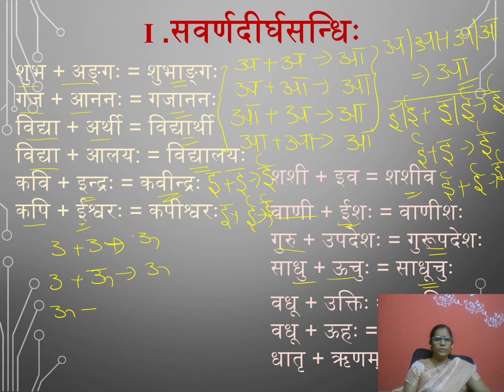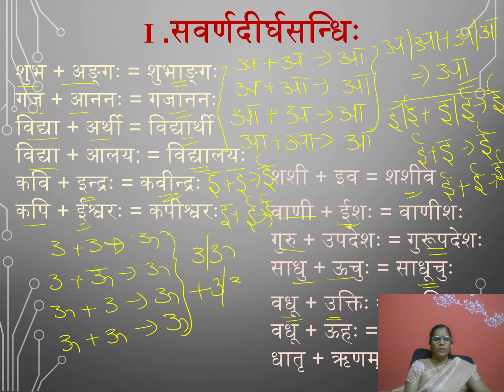Okay. Next, Vadhu plus Uktihi. The first word ended with U, the second word started with U. So, Vadhu Uktihi. Then also we will get U. Okay. Vadhu plus Uhaha. The first word ended with U, the second word started with U. Then we will get U. By this, what we understood? Short or long U plus short or long U, we are getting U Dirgham only.